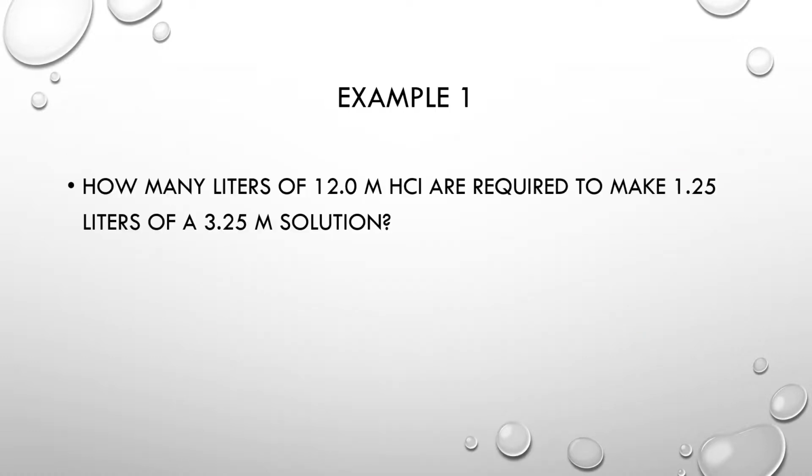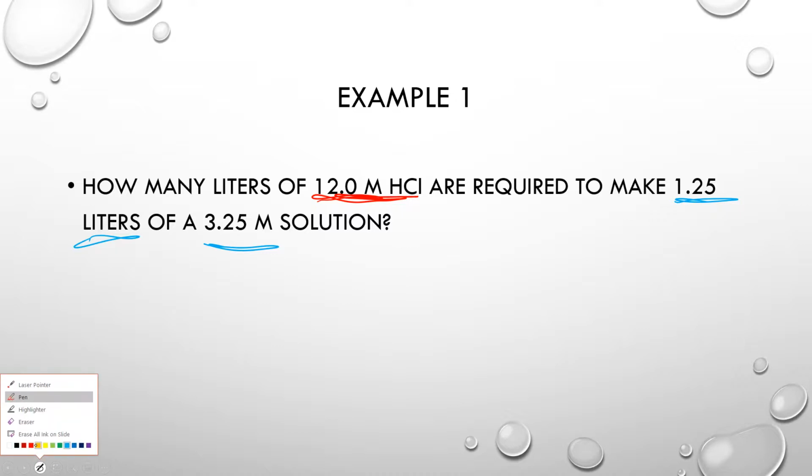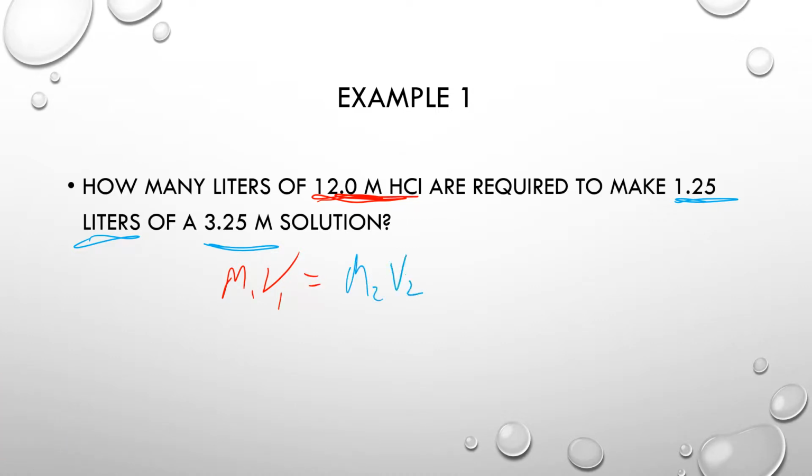All right, so here's an example of that. We have a concentrated solution, 12 molar HCl, and we need a dilute solution. Our dilute solution is 1.25 liters of 3.25 molar. So our equation here is our concentrated times our concentrated is going to equal our dilute times our dilute. And so we have 1.25 liters as our volume. We have 3.25 molar as our concentration. We know on the concentrated side, we have 12 molar, and we're looking for that V1.